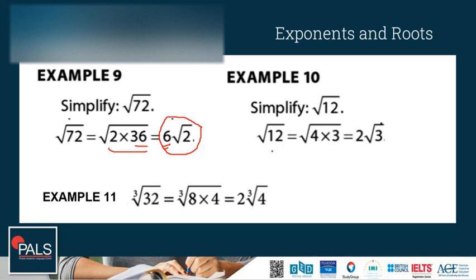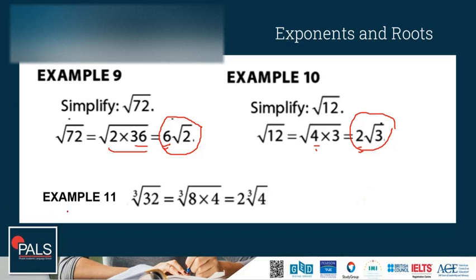Example number 10. Simplify square root of 12. Square root of 12 is not a perfect square. So let's look for the factors of 12, which one is a perfect square. 4 times 3 is 12, and square root of 4 is a perfect square. The answer is 2. Then copy the square root of 3.